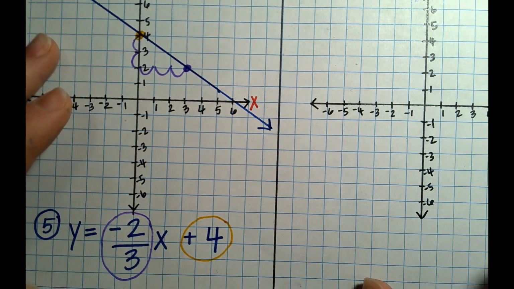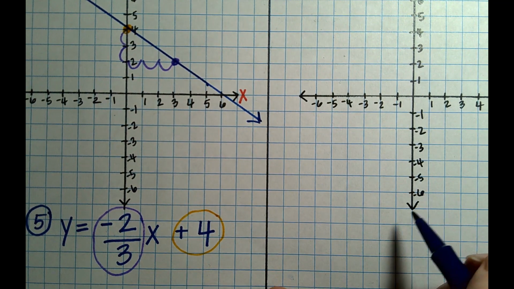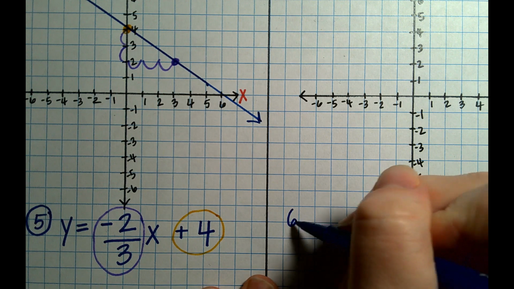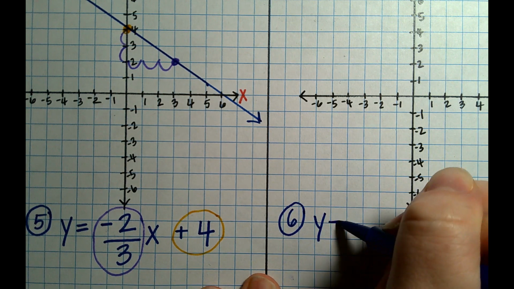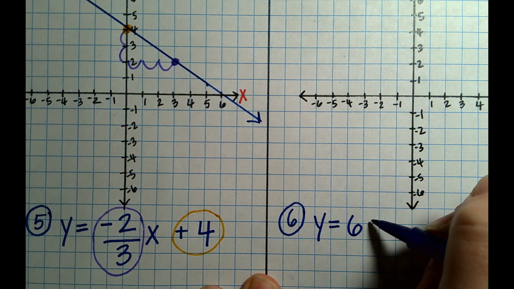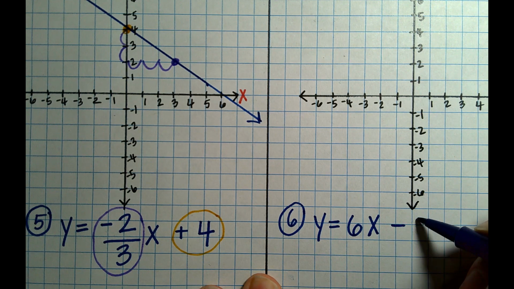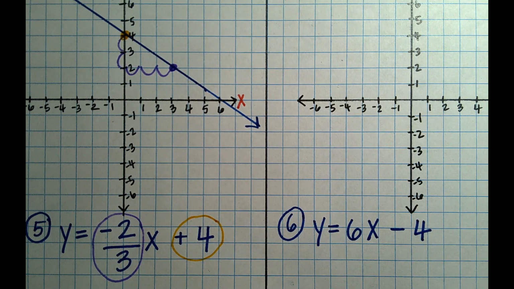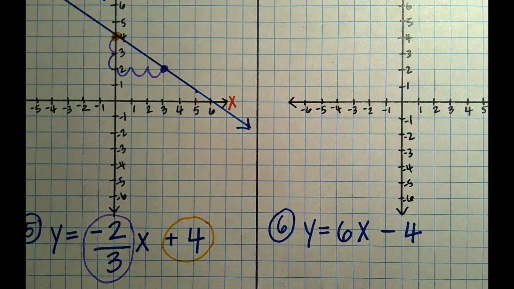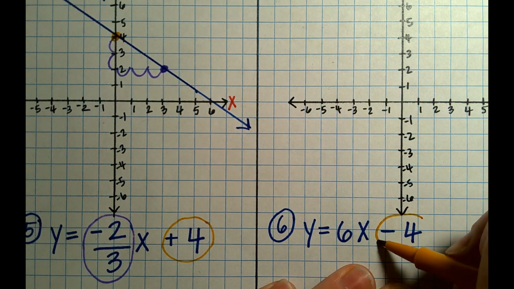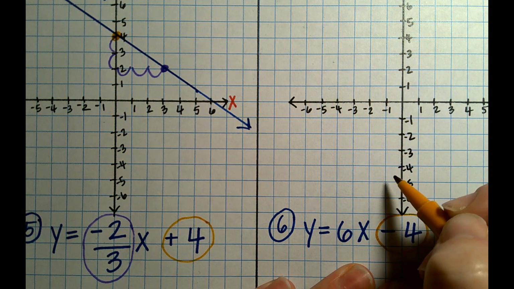And last but not least, I'm going to rewrite 6. Number 6, I have y equals 6x minus 4. Start at negative 4 on the y-axis. Negative 4 should be my starting point.